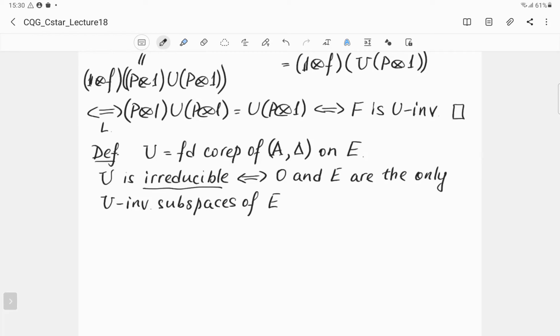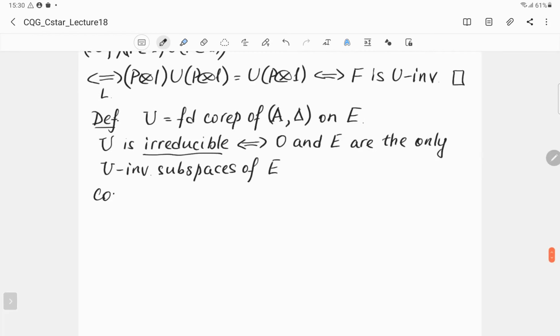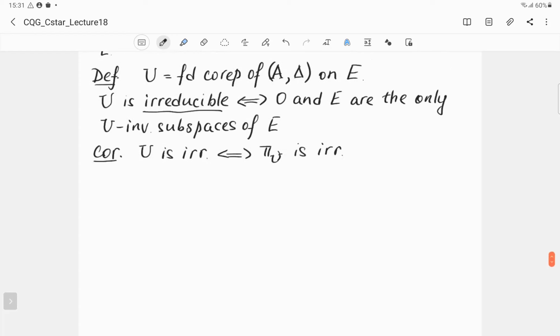So now, as a corollary of the above result, we see that U is irreducible if and only if the respective representation of the dual algebra, the representation pi U, is irreducible. This follows from the previous result, which states that a subspace is U-invariant if and only if it is pi U-invariant. And as another corollary, we get a co-representation version of Schur's lemma.